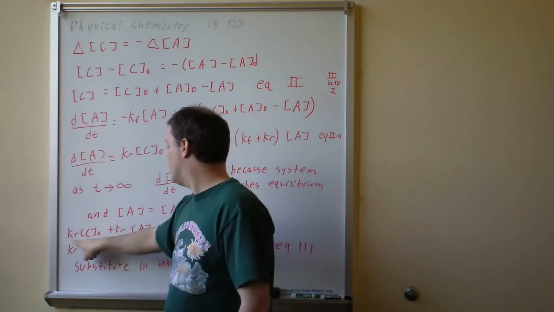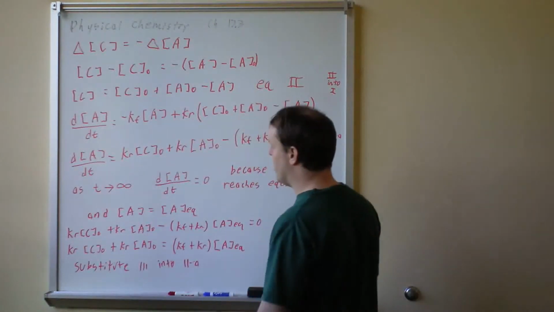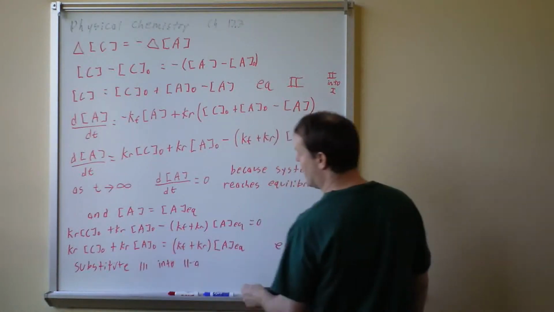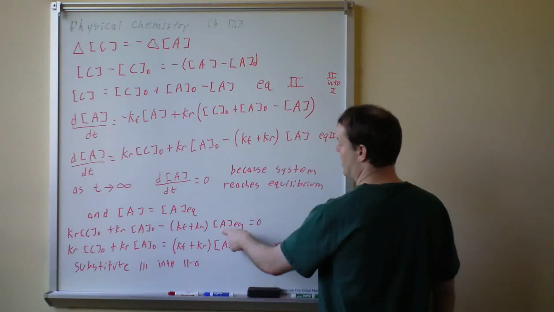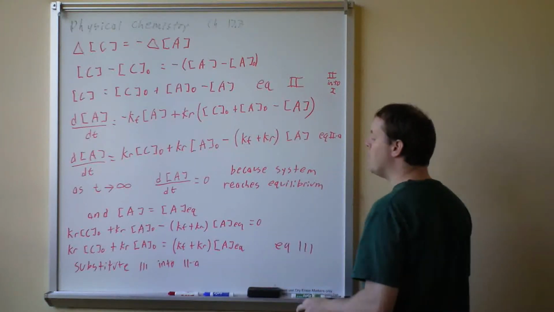So that means that the rate constant for the reverse reaction times the initial concentration of C plus the rate constant for the reverse reaction times the initial concentration of A minus the two rate constants added together times the concentration of A at equilibrium is equal to 0.